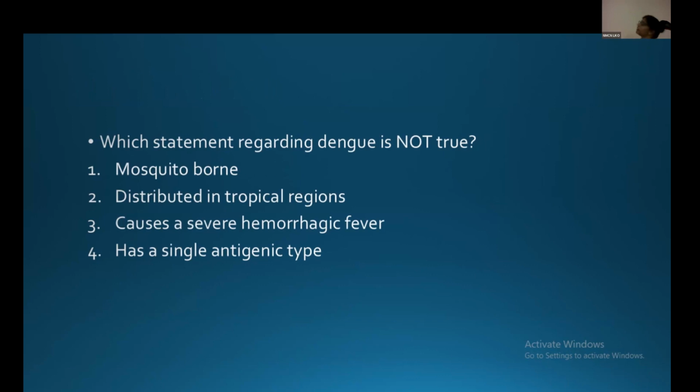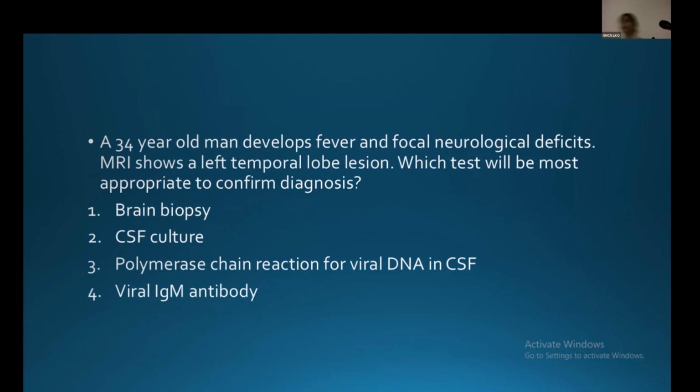This statement regarding dengue is not true. First, it is mosquito borne. Is it? Which mosquito? Aedes, yes. Aedes aegypti and Aedes albopictus also. It is distributed in tropical regions. Fourth, it has a single antigen. It is the correct answer. The statement is not correct, but the answer is correct. Yes. How many antigenic types are there? Four. And infection with a single antigenic type gives lifelong immunity to that serotype, but not to others. But it increases the mortality with the other.